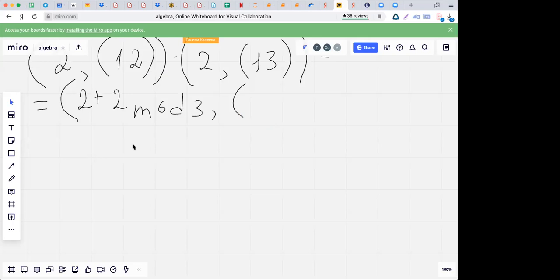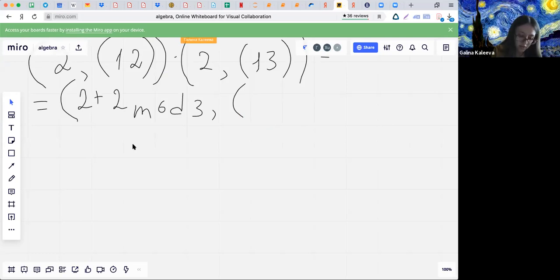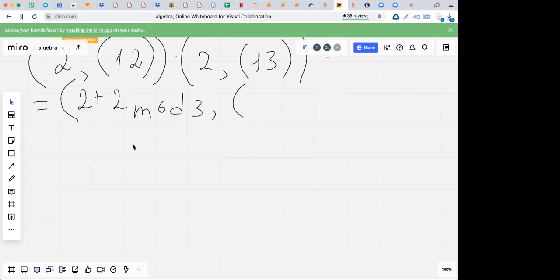Don't we have two tuples, and we multiply G1 by G2 head, not by G1 head? Oh, I see. Thank you. This is G1. Okay, now it's correct. Thanks.